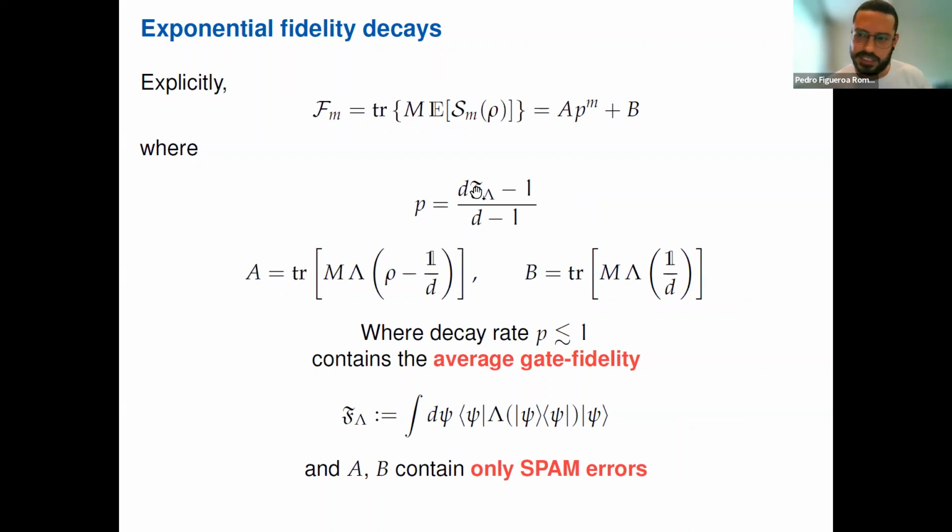Usually for randomized benchmarking, we just think of a single qubit. There are also protocols for multi-qubit systems, but usually it's very simplistic scenarios because there are many other complications that come along. A and B just capture the SPAM errors, the state preparation and measurement errors. And you can see now why randomized benchmarking is said, in principle, to be insensitive to SPAM errors, because these SPAM errors end up just being some constants in the decay. Okay, this is just the explicit expression for the average gate fidelity.